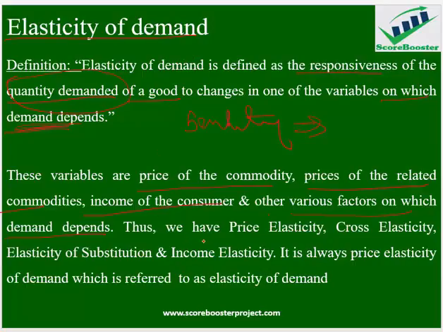Thus, we have price elasticity. We have what we call cross elasticity of demand, between two products. We have elasticity of substitution. We also have income elasticity, and it is always price that we refer to as elasticity of demand. Mostly when we talk about elasticity of demand, we talk about price. That is the changes in demand based on the price itself. Are we okay?